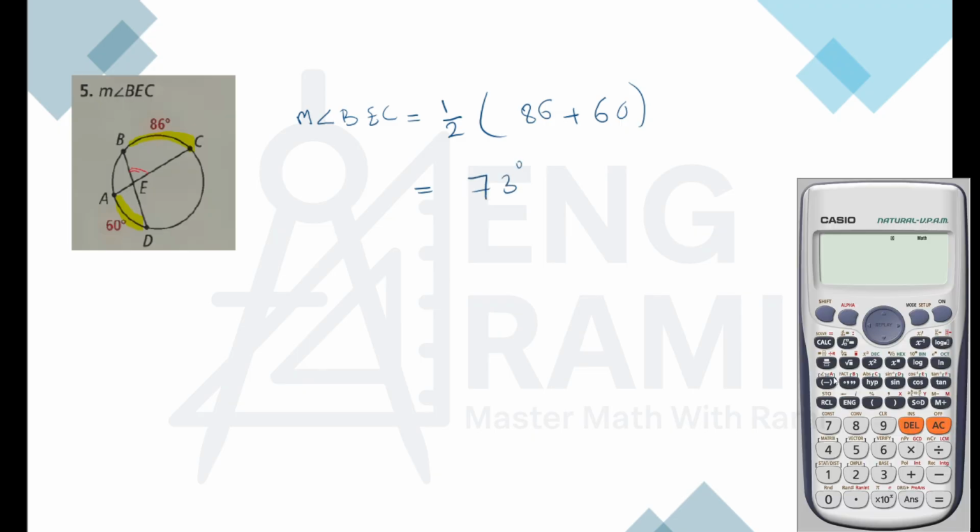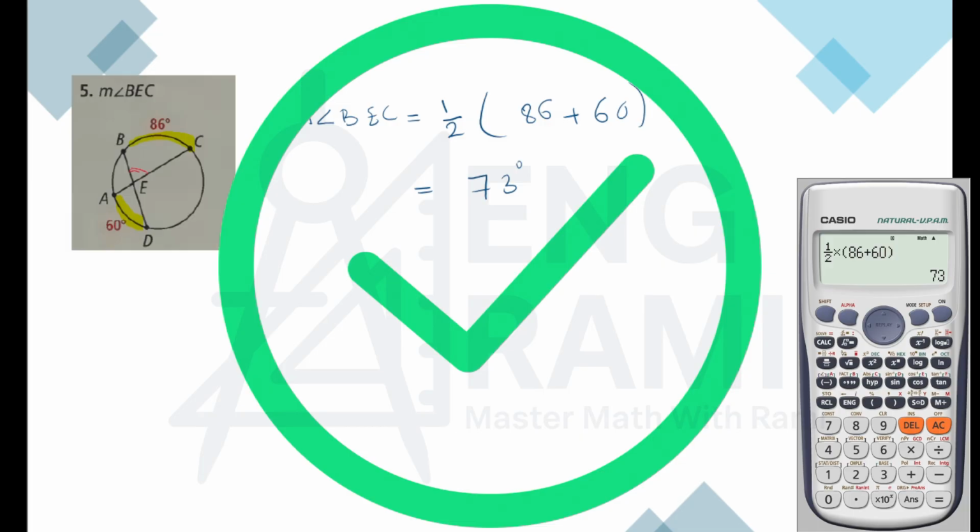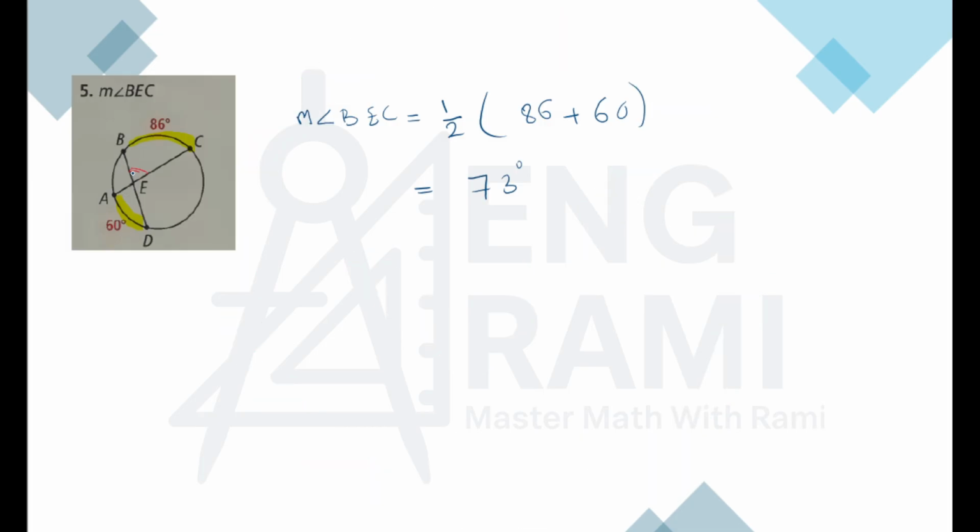We can use the calculator. Half times 86 plus 60, which equals 73 degrees. Okay, this angle is 73, and also the measurement of angle AED is 73 degrees, since both angles are vertical angles.